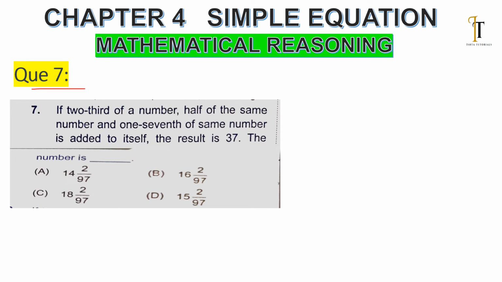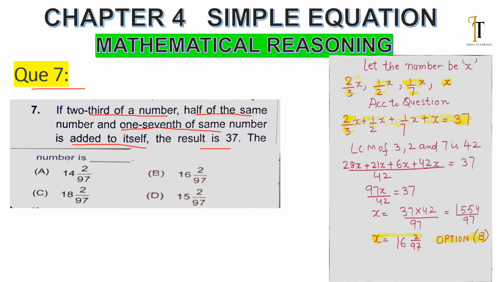Question number 7. If 2/3 of a number, half of the same number, and 1/7 of the same number is added to itself, the result is 37. You need to find the number. So students, let's say the number is x. Now 2/3 of the number, half of the number, 1/7 of the number, and the number itself. Now according to the question, you need to add all these and the result will be 37.